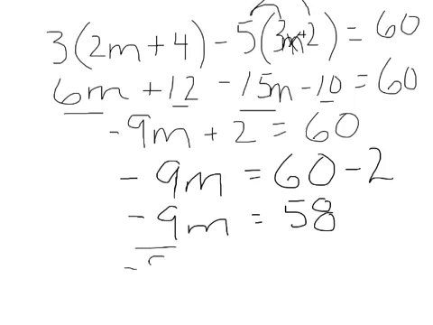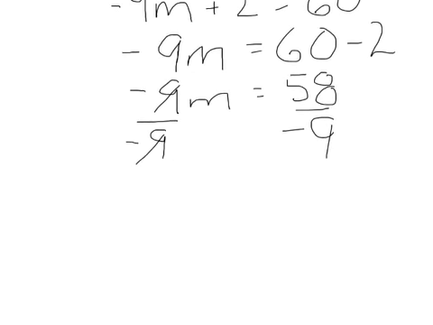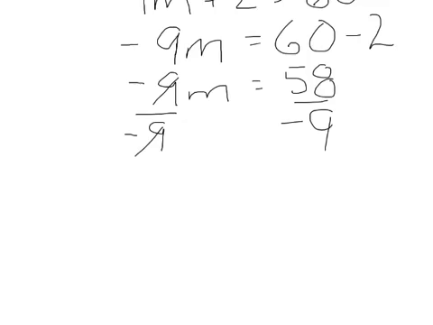Divide this side by negative 9. What I do to one side, I do to the other. These cancel out, and we have negative 58 divided by 9 left. So m is equal to negative 58 divided by 9. That fraction cannot be reduced any further, so our question is complete. If we were to substitute a negative 58 divided by 9 into our m's in the original equation, our left side would equal our right side.